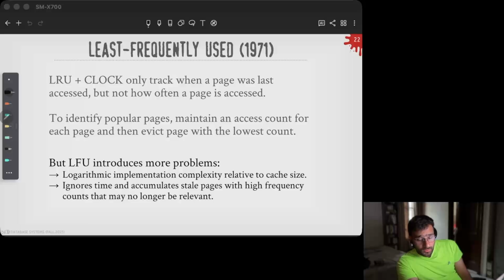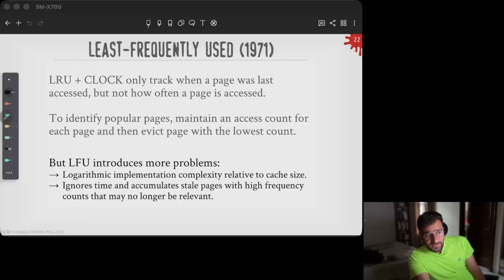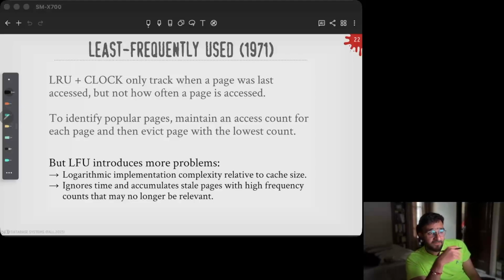So that particular page of that particular Instagram account will never be used again, because I've gone back to sleep and nobody else is interested. But that particular page has a high frequency count. So according to this algorithm, that page is useful, so it might linger on in the buffer pool for a long period of time. So that is another problem with this.